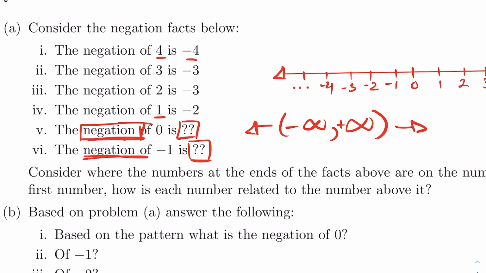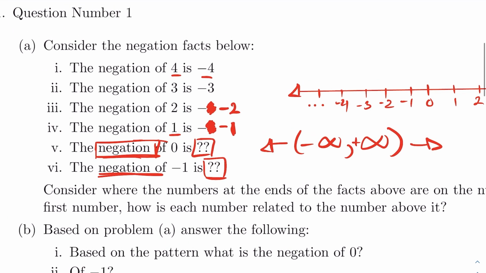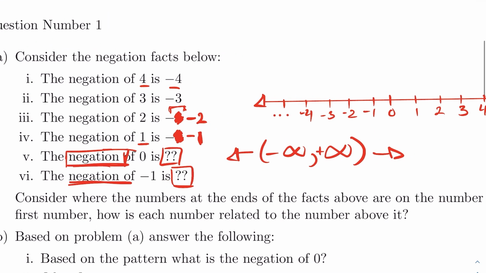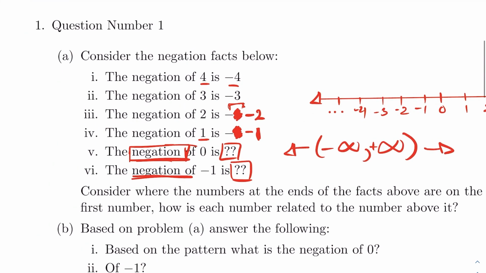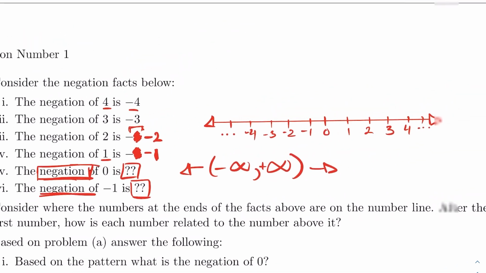Oh, wow. I apologize on that. That is a mistake. The negation of 1 is not negative 2. It is negative 1. And the negation of 2 is negative 2. I apologize. That is a brutal mistake on my part. I will fix that, and so the sheets that you will not have this error on them. So I will go ahead and fix that. So it should be negative 2 and negative 1. So we have the negation of 0 is question, and the negation of negative 1 is question, right?